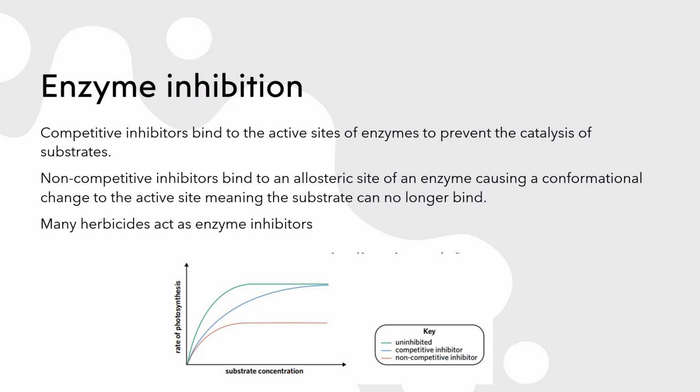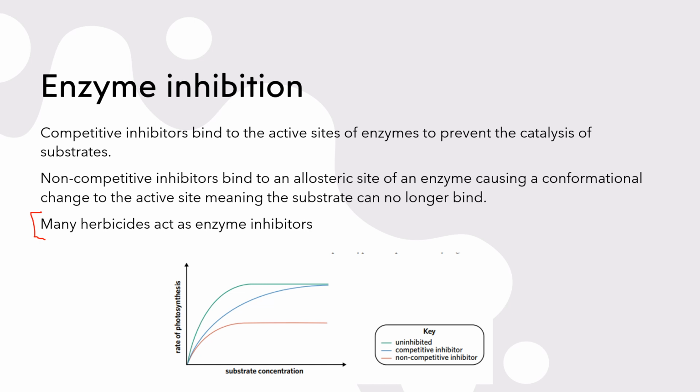Something that's cool to note is that many herbicides use what we know about enzymes to act on plants. So many herbicides will actually be enzyme inhibitors, and because herbicides are to prevent weeds and things like that growing, they will inhibit the enzymes that allow the weeds to grow, and that's how herbicides actually work, by preventing those enzymes from working, which lowers photosynthesis rates, which therefore stops the plant from growing.